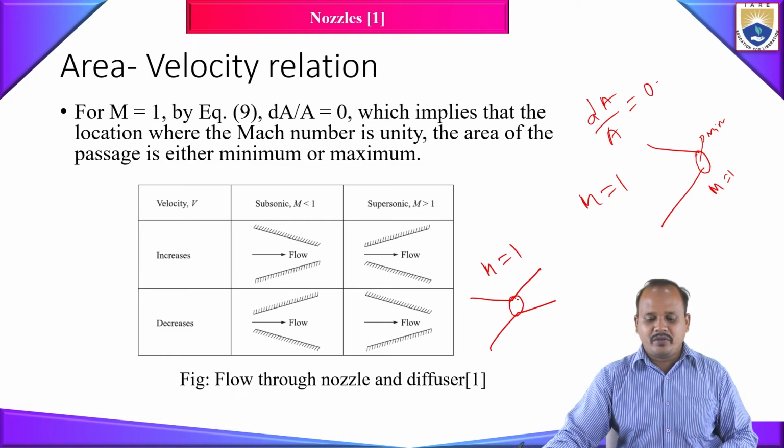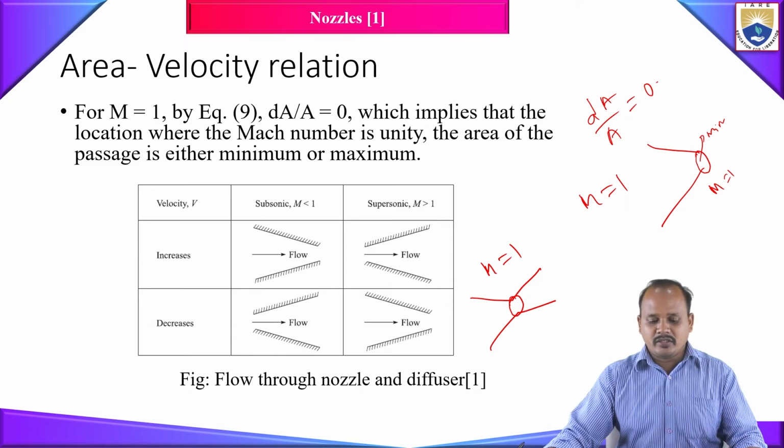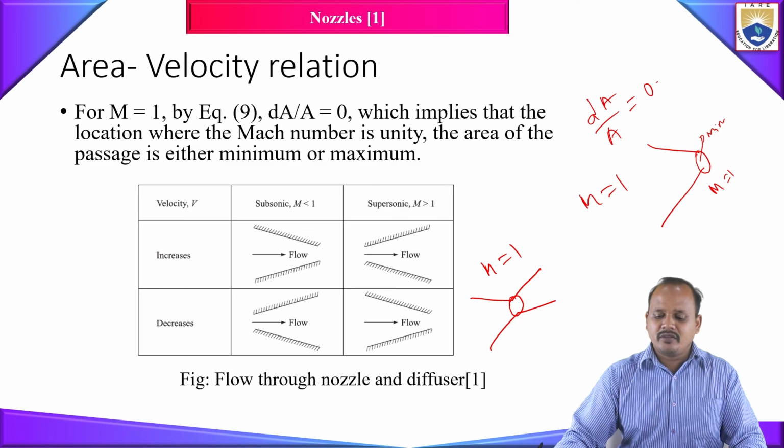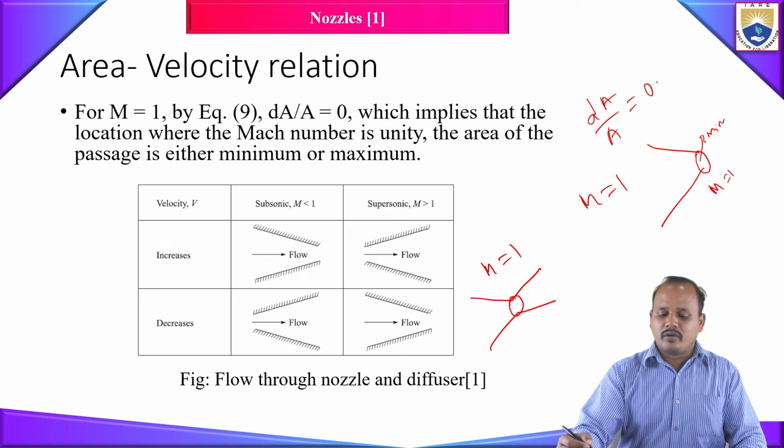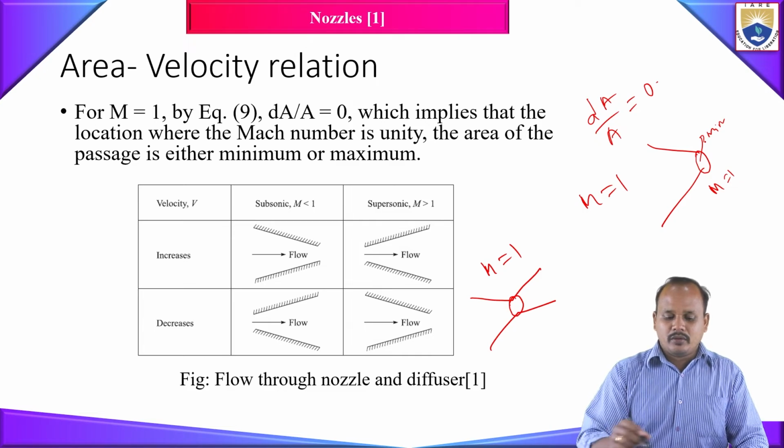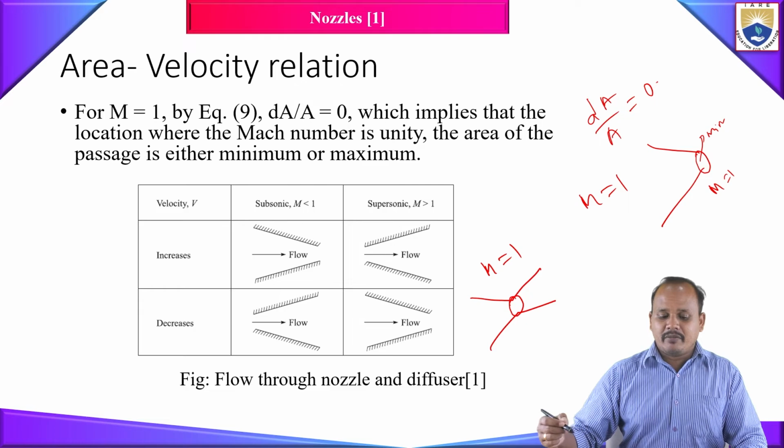So for the convergent divergent section, at the throat location, your Mach number will achieve 1. Whereas for the convergent nozzle, your Mach number will reach 1 at the exit, which is the minimum area location. Only at the minimum area location will you have Mach number equal to 1.